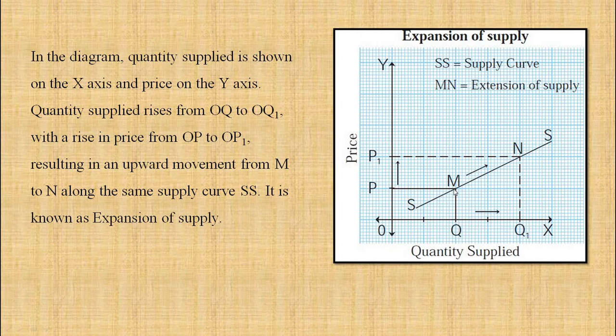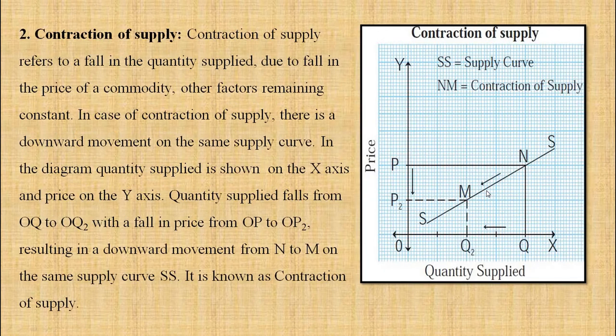The upward movement on the supply curve from point M to N shows extension of supply. Higher the price, higher is the supply. The upward movement shows the extension of supply or expansion of supply. Now contraction. Contraction of supply means there is a fall in the quantity supplied due to the fall in price. Only price is responsible, and there is a downward movement on the same supply curve.